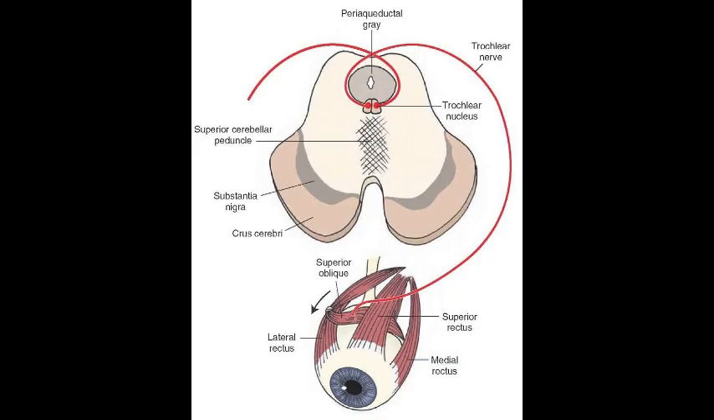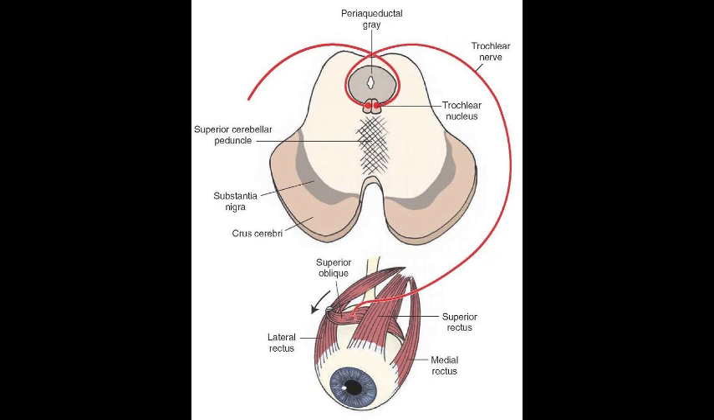Now, the motor nuclei of the trochlear nerve are at the level of the inferior colliculi, and when the fibers come out of that nucleus, they decussate before they exit the midbrain at the level of the inferior colliculi. This means that the motor neurons located in each trochlear nucleus actually innervate the contralateral superior oblique muscle.